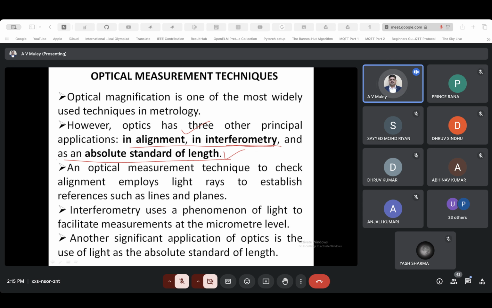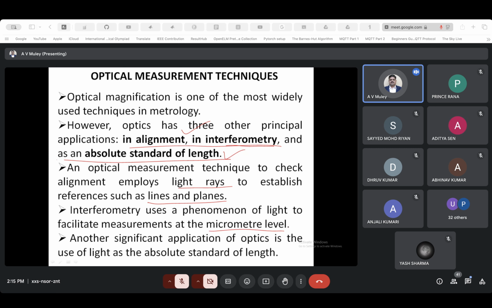An optical measurement technique to check the alignment employs light rays to establish references such as lines and planes. So we are using the light ray as a reference, as a line, or for example planes. You can have the light ray as a reference point to measure the corresponding straightness, flatness, etc. Interferometry uses the phenomena of light to facilitate measurement at the micrometer level.